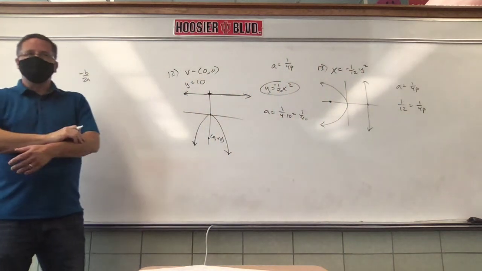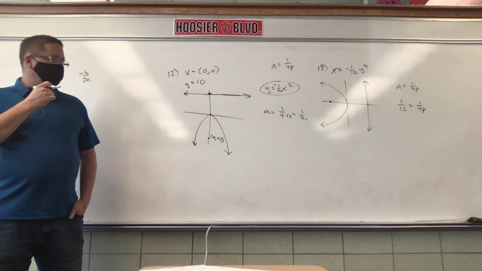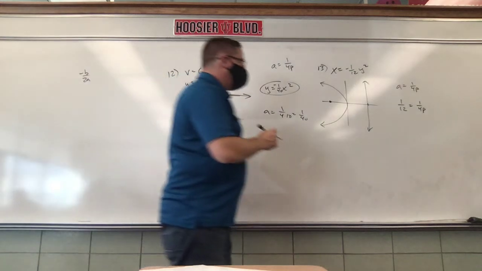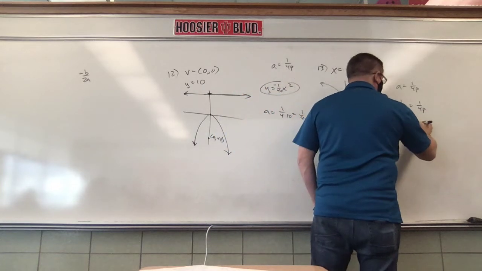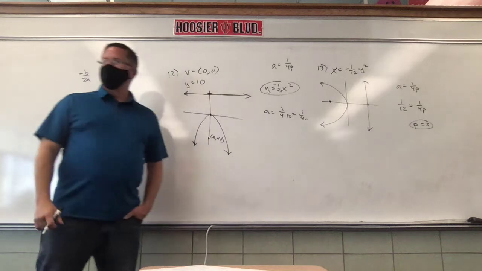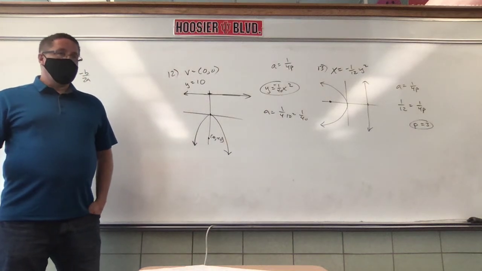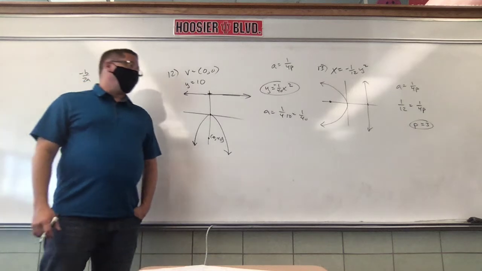Now, I'm hoping you guys can figure out p in your head. The tops are the same. The bottoms are the same. So 4p has to be the same as 12, so p has to be 3. 4 times 3 is 12. Now, if we stop there, you don't get full credit. You've done all the hard stuff, just finish it out.